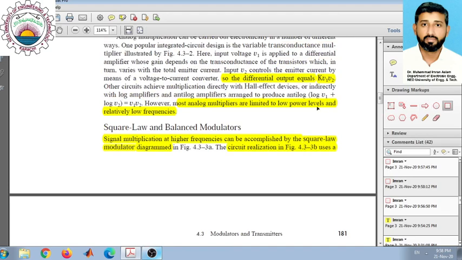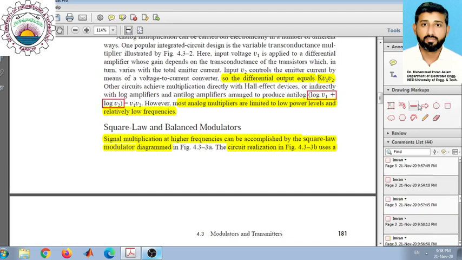We know that in logarithm, if two signals are added and we take the anti-log of that, that will become multiplication. It is a standard property of logarithm that if two numbers or signals are being multiplied, in logarithmic form they will be added. So this is another possible implementation of this multiplication by using log and anti-log circuits.